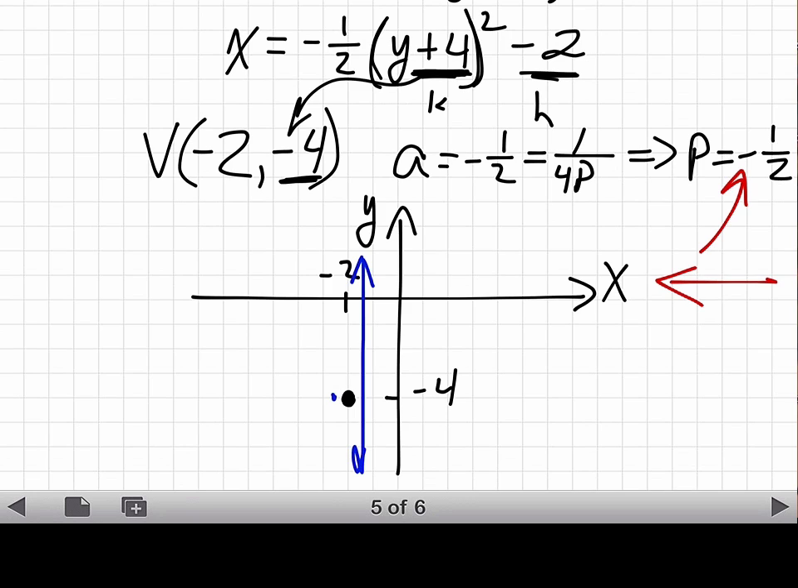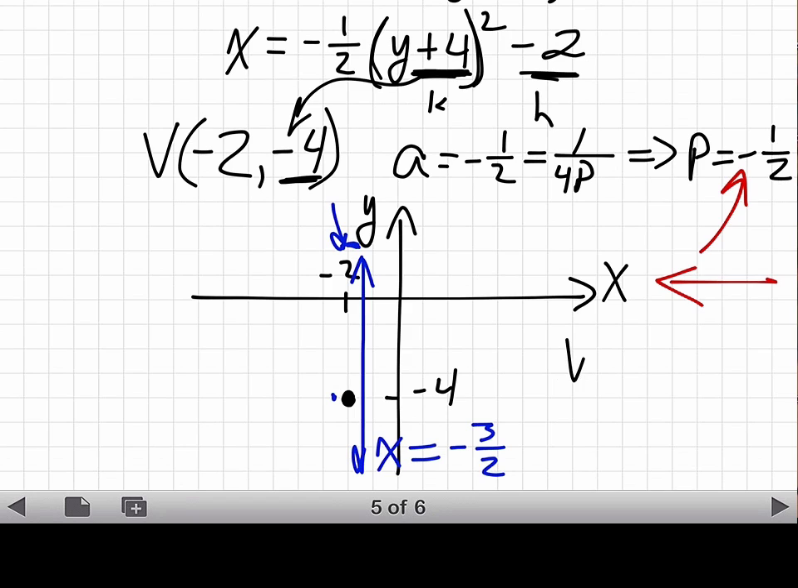So this directrix is a vertical line, and so has an equation of x equals. And to figure out the value, it's 1/2 to the right of -2. So this is going to be x equals -3/2. You could call it -1.5, I don't really care.